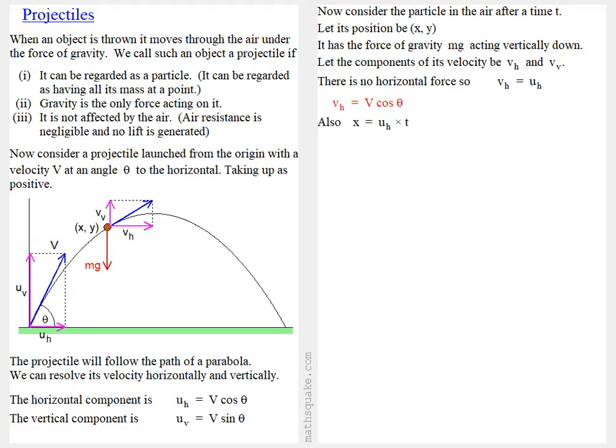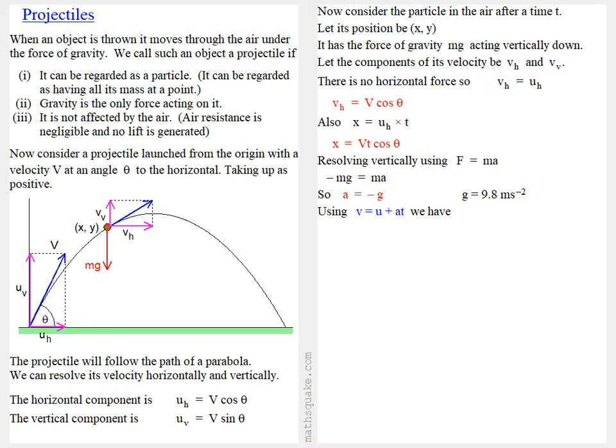Also, the distance travelled is equal to the speed times the time, so x is equal to u little h times t. So x is equal to vt cos theta. Now if we resolve vertically using F equals ma, we get minus mg equals ma. So a is equal to minus g. The acceleration of the particle is g downwards. Now on Earth, g takes the value of 9.8 meters per second squared.